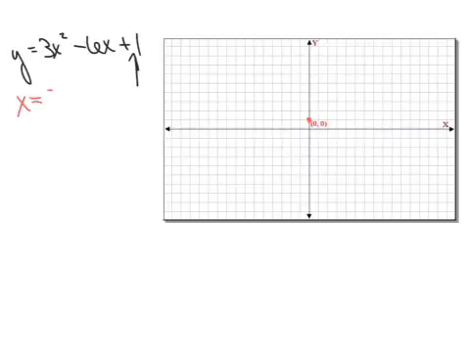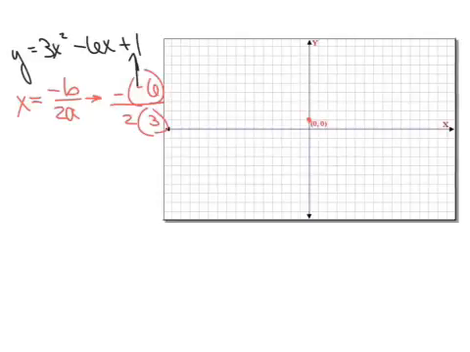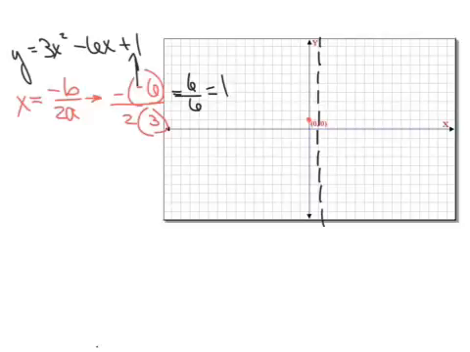The x part of the vertex is going to be -b over 2a. So that's going to be negative, and our b is -6 over 2 times a, which is 3. So that gives me a 6 over 6, which gives me 1. Okay, so now I have a vertical line at 1 to the right of the origin, because that's what x is. Now I take the 1, plug it in there to find out how high that vertex is along that line.